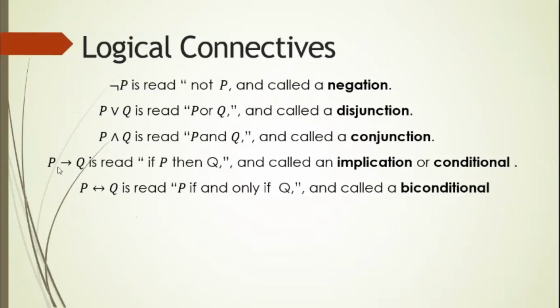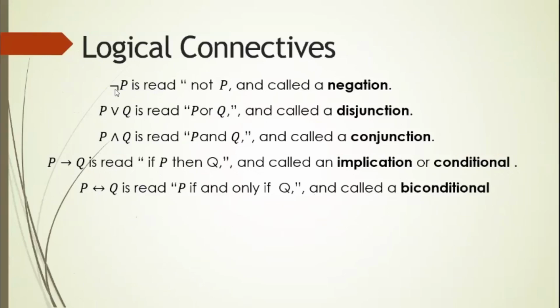If we have an arrowhead pointing to the right, we can read it as if P then Q, and it is called an implication or conditional statement. And lastly, if you have a bidirectional arrow, P bidirectional arrow Q is read as P if and only if Q, and it is called a biconditional statement.